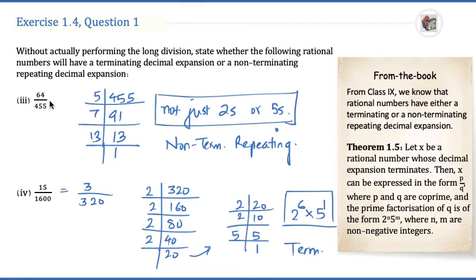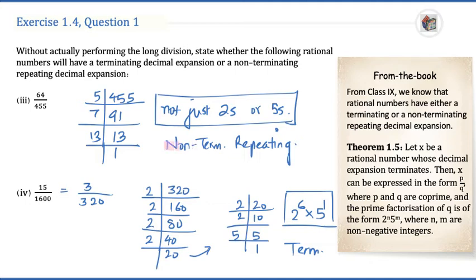I hope you tried. In this first one, 64 over 455, it is already in the lowest form. There is nothing that you can cancel between these two numbers. So we just prime factorize the denominator, and this is what we get. Clearly, this is not just 2's or 5's. You have a 7, you have a 13. And as I said, if it's anything other than 2's and 5's, it is not going to be terminating.